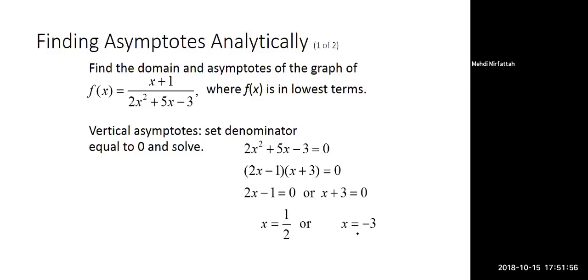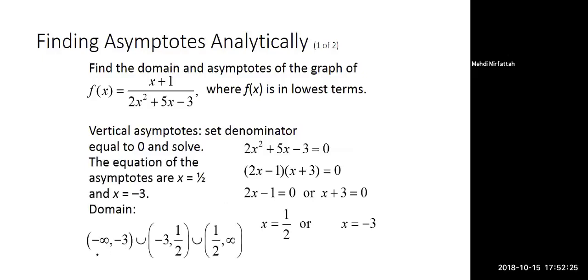So these are my vertical asymptotes. These are the lines that my graph gets closer and closer to. And once again, to find a vertical asymptote, you take whatever polynomial you have at the bottom of the fraction, let it equal 0, and simply solve for x. If this is not factorable, you can use the quadratic formula. So the asymptotes are x equal to 1/2 and x equal to -3.